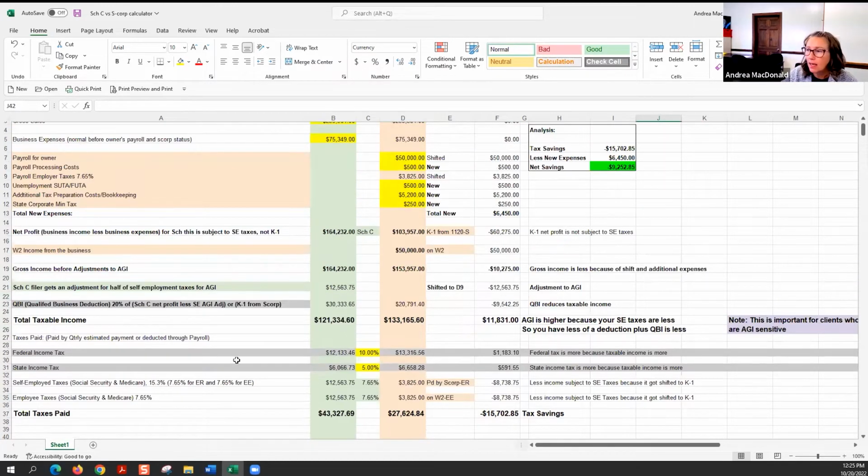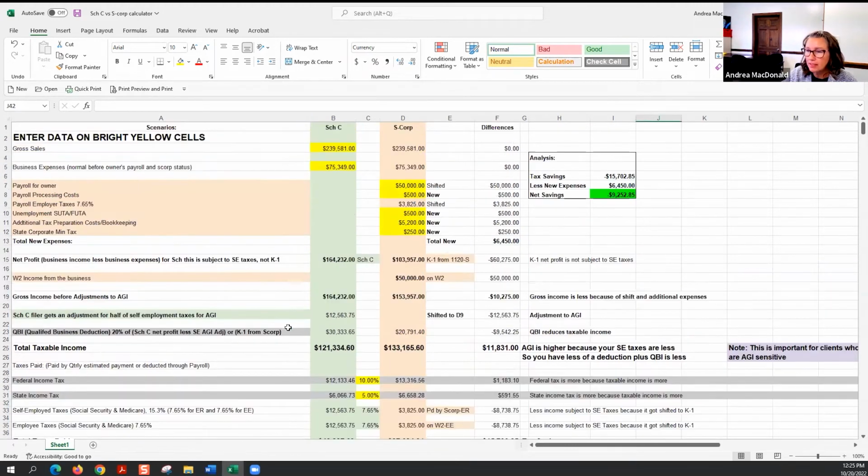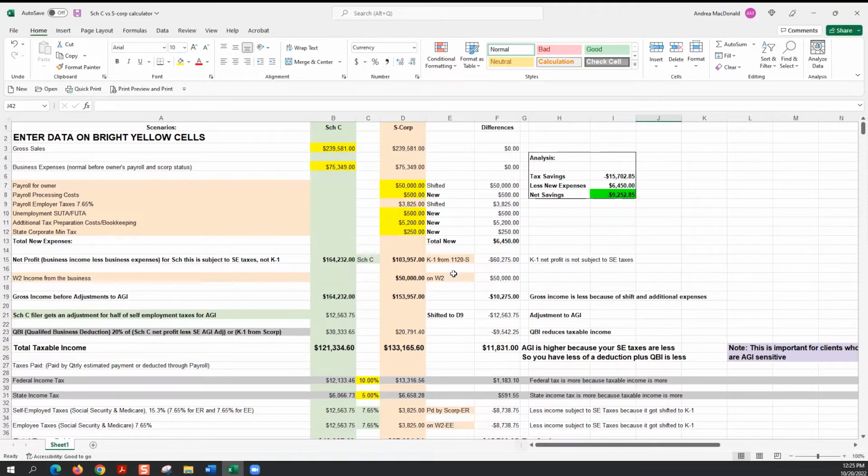Okay, so I know I ran through this really quickly. Any questions about the calculator or where the numbers came from or why they add up to how they add up? No questions, but I will be sending you an email to get my copy.